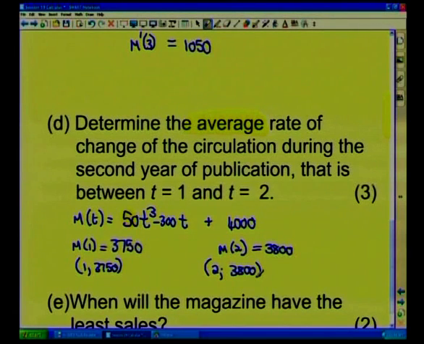And remember, average means we are going to work out the gradient. So it's going to be 3800 minus 3750 over 2 minus 1, which if I subtract there, I'm going to get 50 over 1, which is 50. So the average rate of change in circulation was 50 magazines. Okay, so that's easy enough.